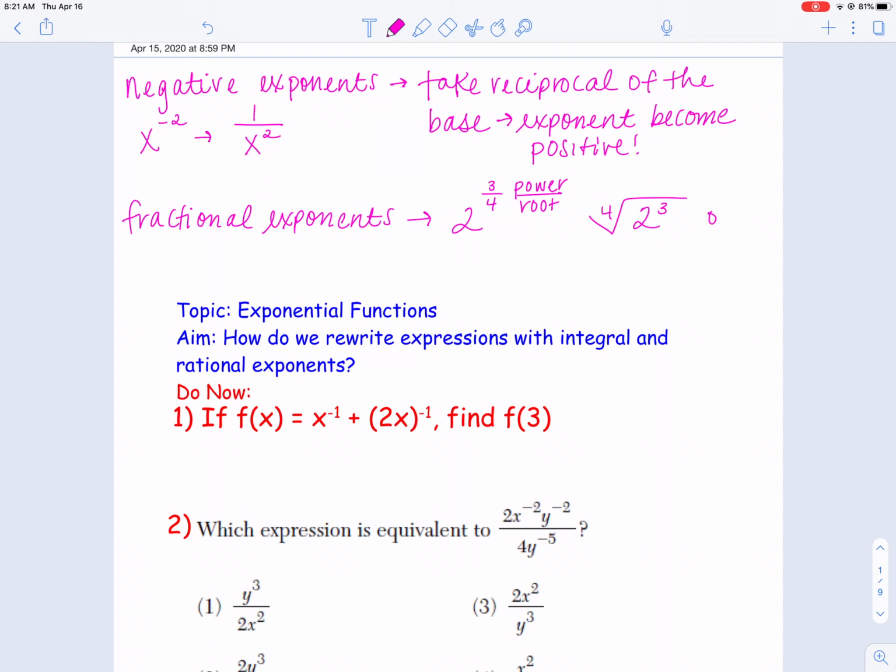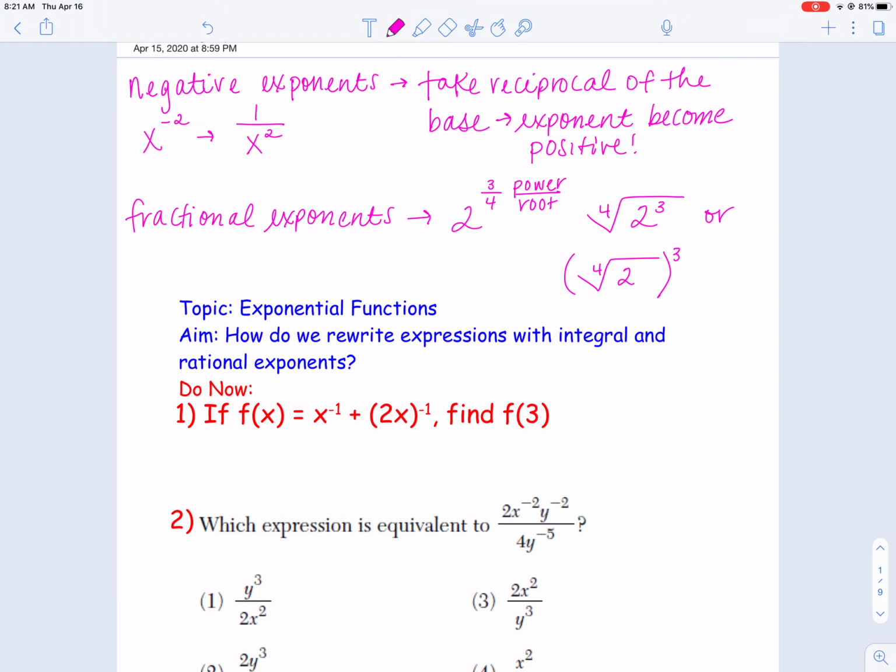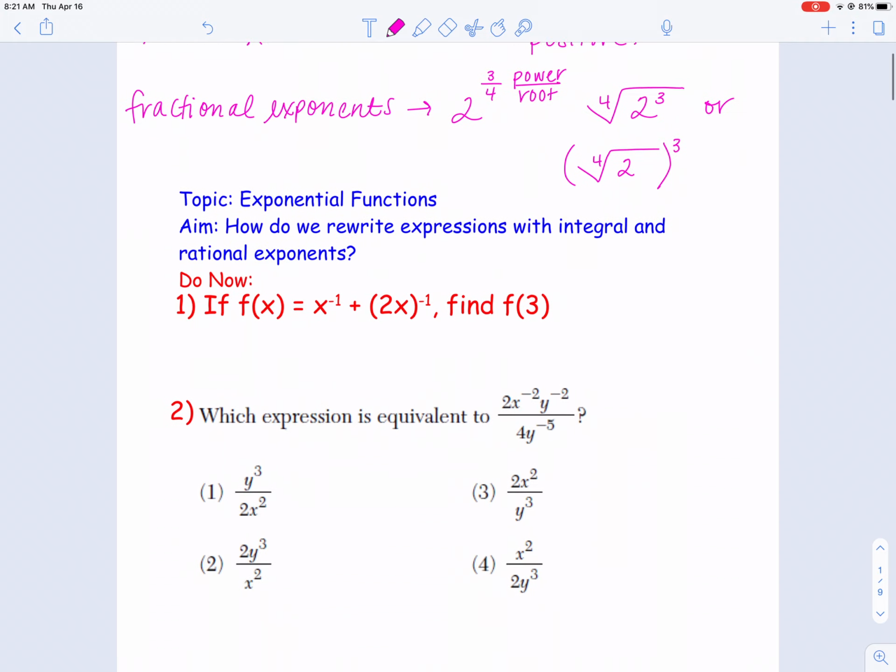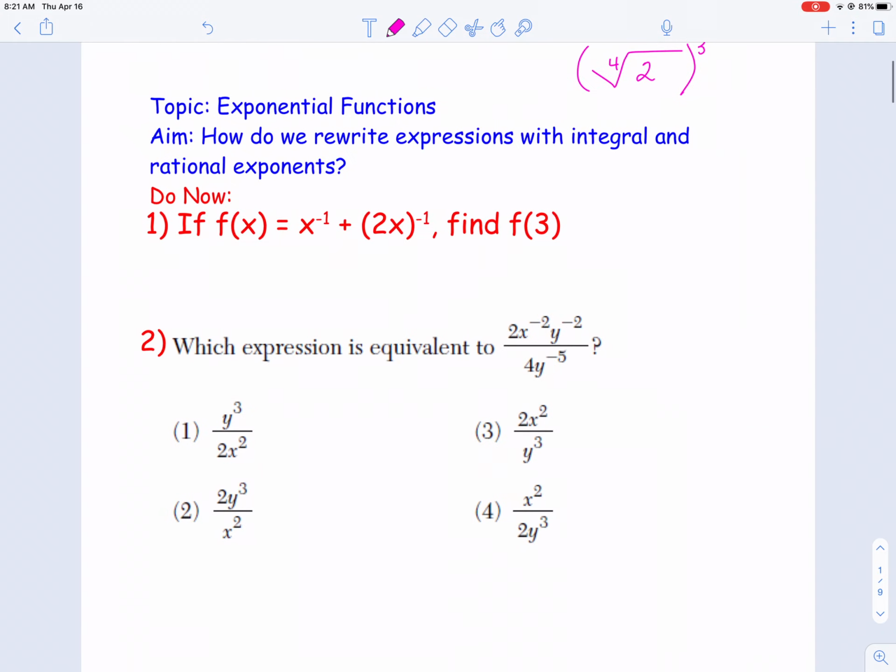The other way that is perfectly acceptable, and you're going to see it, is the 4th root of 2 and that whole thing raised to the 3rd power. I just want you to be aware of both of those. Throughout the lesson, you can try on your own, then pause me, check your answers, and so on. Let's take a look at the first one.